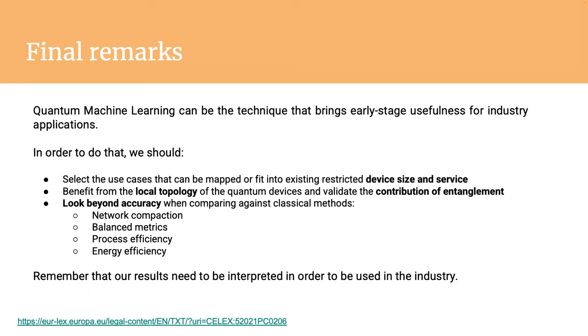More importantly, I would say that we need to look beyond, and this has been discussed many times before, we need to look beyond the pure accuracy. So we need to look into network compaction. If we get shallower models and models that are more efficient, if we get balanced metrics, if we get models that are less biased or more process efficient, or even some of the targets that many industries have, like being energy efficient, if the inclusion of quantum formalism and quantum hardware actually brings us closer to this goal of energy efficiency.